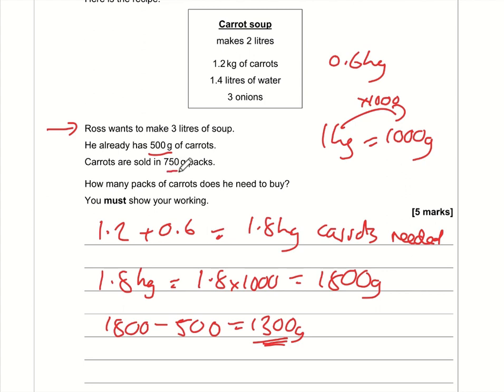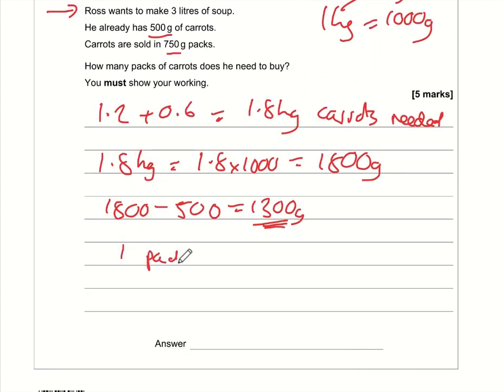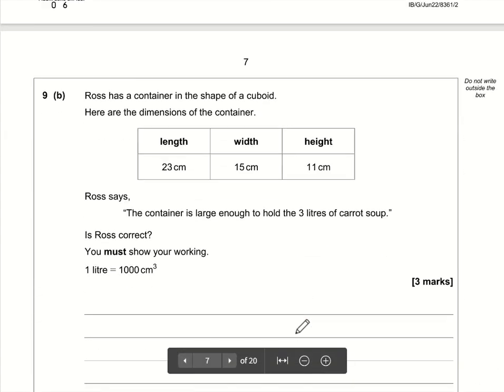Now they're sold in 750 gram packs, so one pack is 750 grams, that's not enough. 2 packs is going to be 750 multiplied by 2, which is 1,500, which is more than 1,300 grams, so he will need to buy 2 packs. Okay, moving on to the next one.